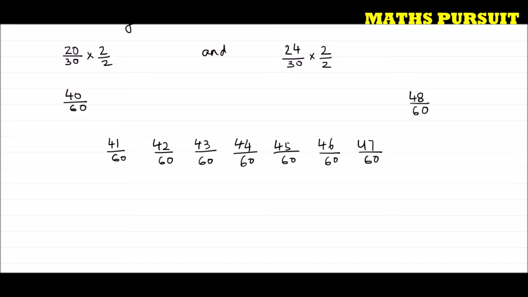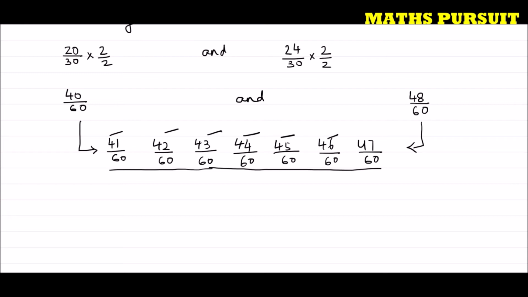Now you could see that in between 40 upon 60 and 48 upon 60, we are getting all these rational numbers. And how many rational numbers are we getting? 1, 2, 3, 4, 5, 6, 7 rational numbers. So our requirement was 5, but we got 7.